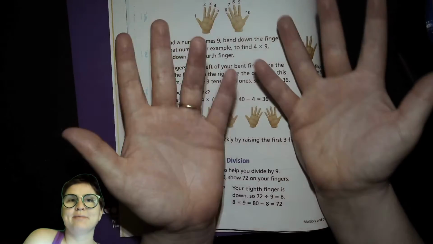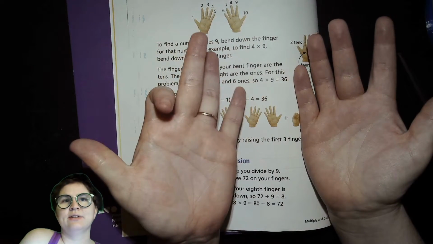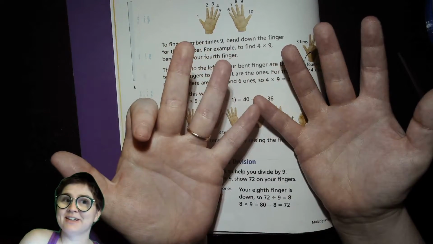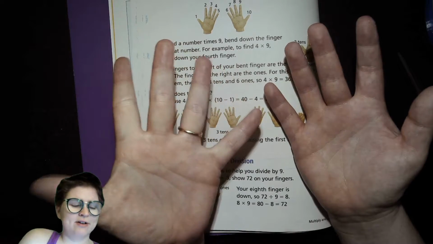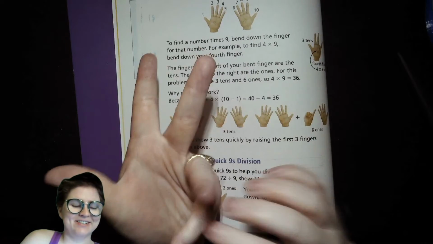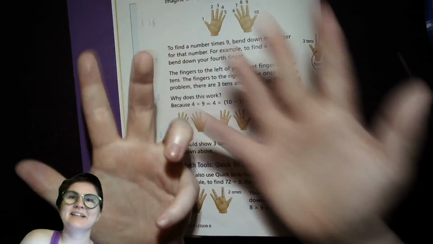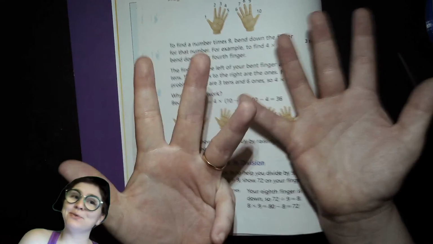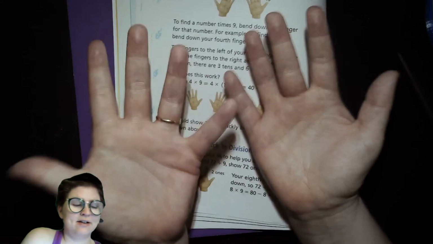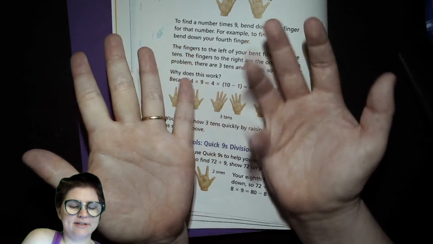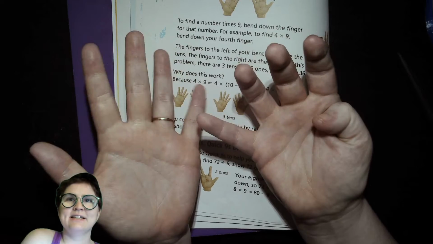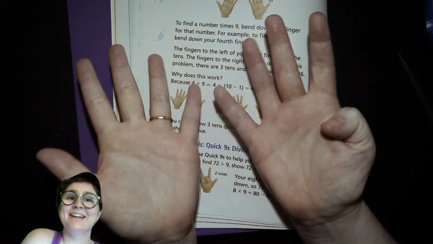Let's do 9 times 2. 1, 2. 1 ten, 8 ones. 9 times 2 is 18. 9 times 5. 1, 2, 3, 4, 5. Bend that one down. 4 tens, 5 ones. 9 times 5 is 45. Let's do 9 times 10. 1, 2, 3, 4, 5, 6, 7, 8, 9, 10. 9 tens, 0 ones, 90.